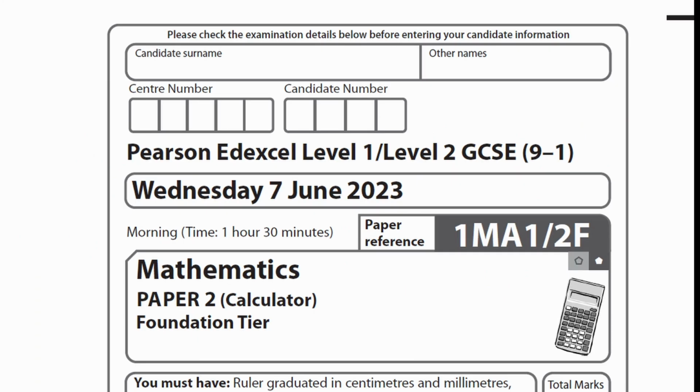In this video, we will be looking at all the questions from the May-June 2023 Foundation Paper 2, which is a calculator paper, and we will also be looking at how the marks are allocated for each question.